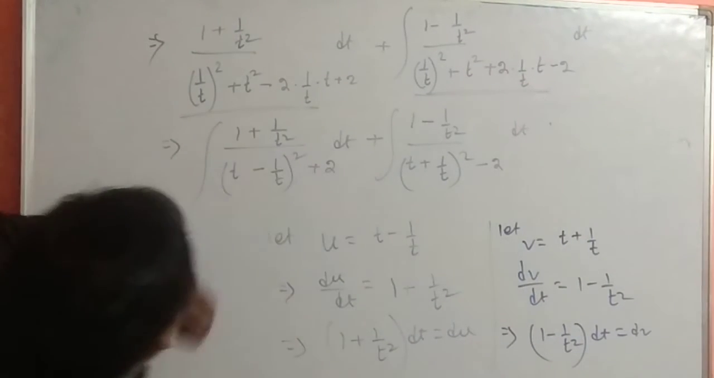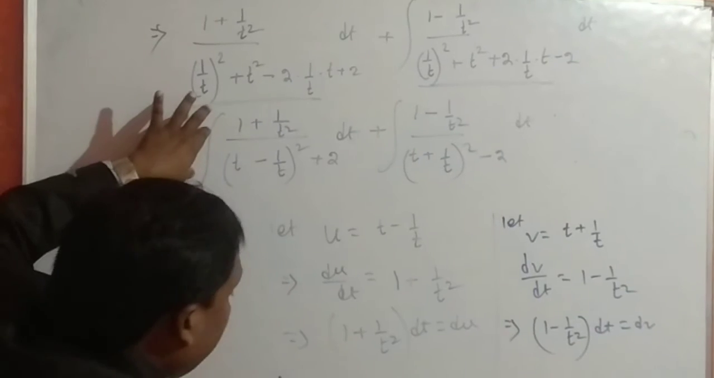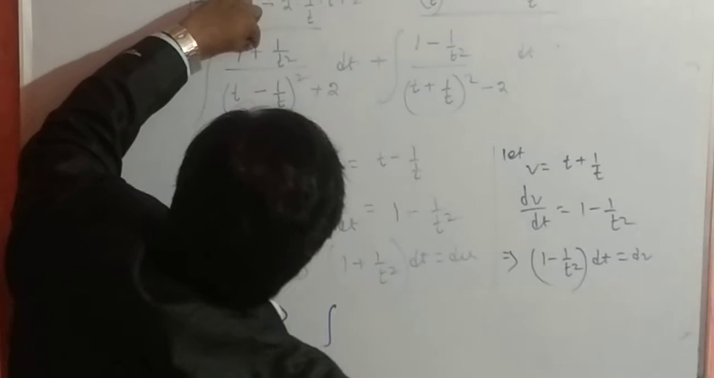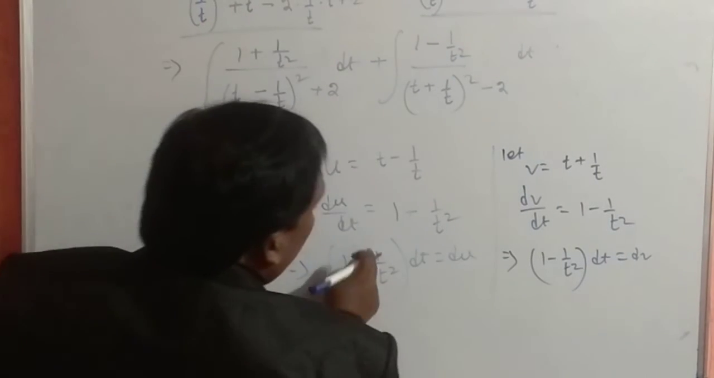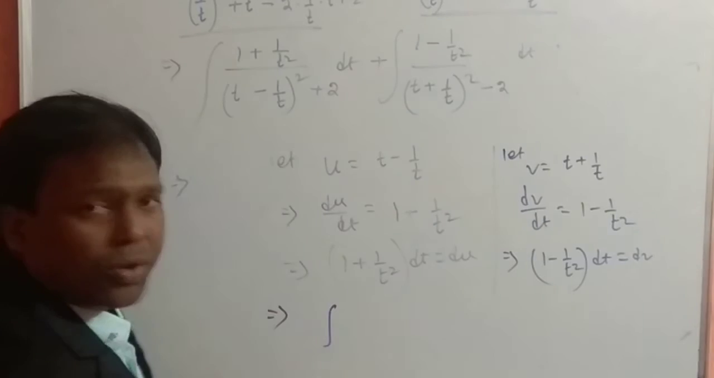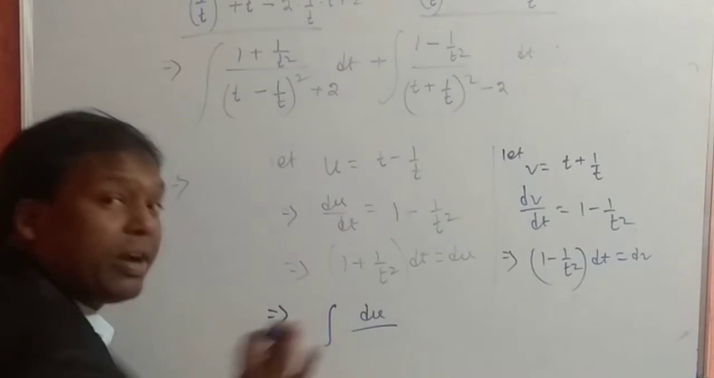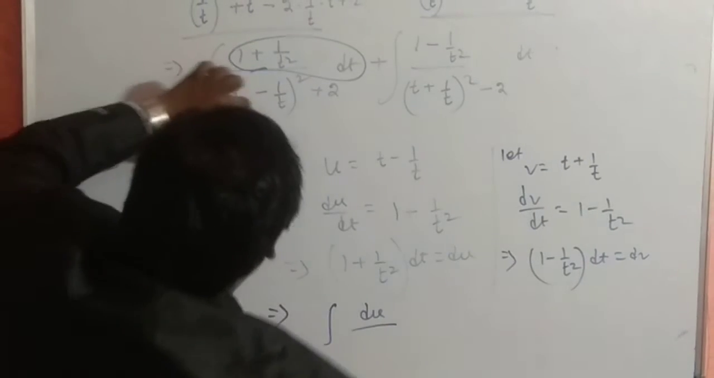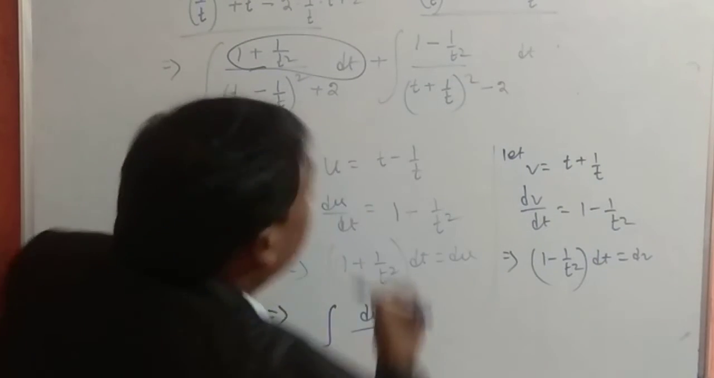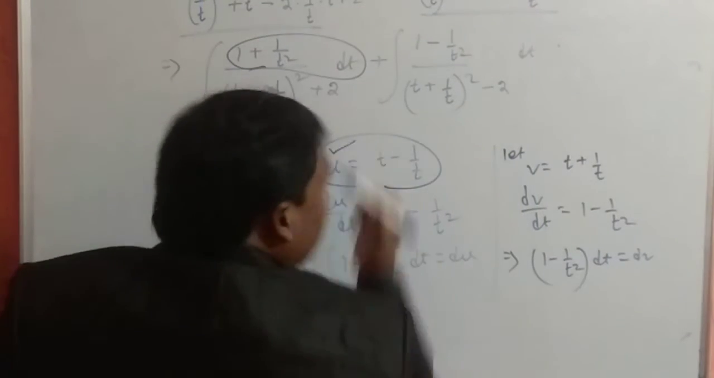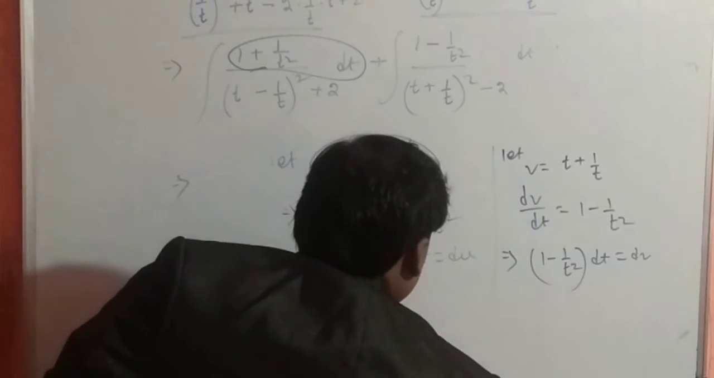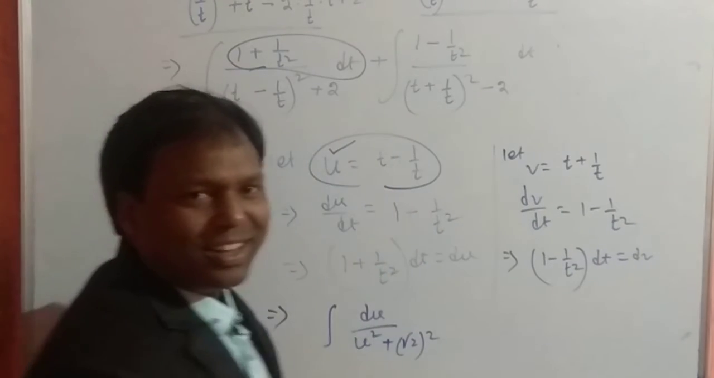So now continue the journey. We'll start again from here. Integration of 1 plus 1 by t square dt. What can we write? We can write du. Very important point: for this term, we can write du. Then we have already taken t minus 1 by t equal to u. Then this becomes u square plus 2. 2 also you can write as root 2 whole square.